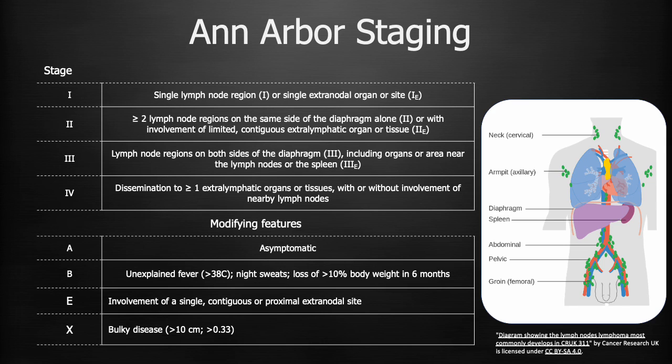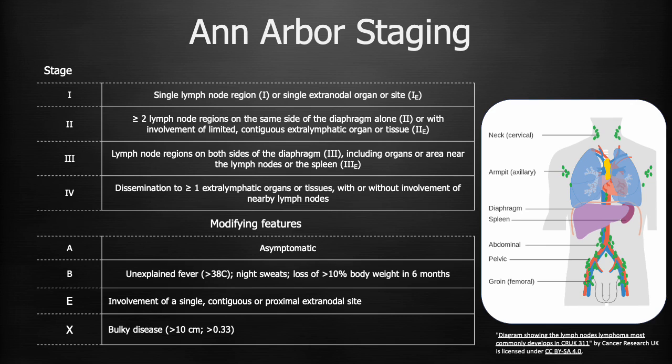Stage 1, the cancer is limited to a single lymph node region or to a single organ outside of the lymphatic system. In stage 2, the cancer is limited to 2 or more lymph node regions on the same side of the diaphragm or to a single organ outside of the lymphatic system and to adjacent lymph node regions. Stage 3, the cancer is located in the lymph node regions of both sides of the diaphragm or is located in the spleen or bone marrow.